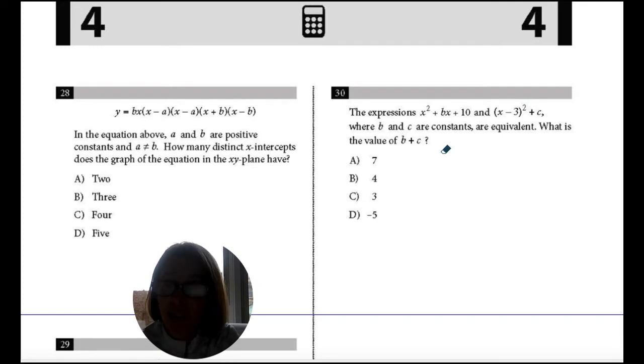Okay, so it says the expressions x squared plus bx plus 10 and (x minus 3) squared plus c, where b and c are constants, are equivalent. What is the value of b plus c?